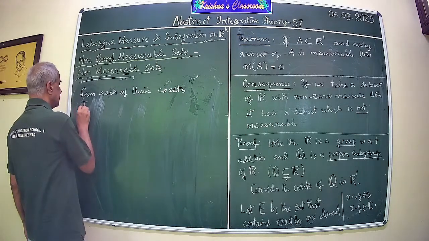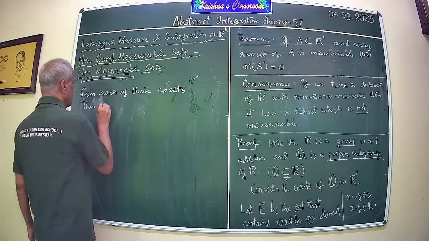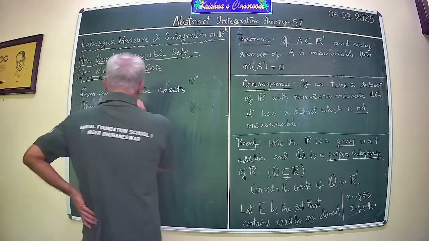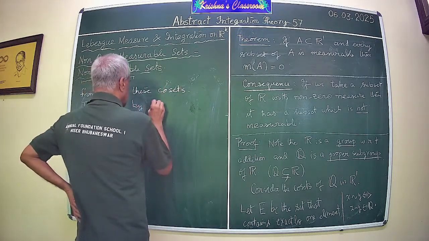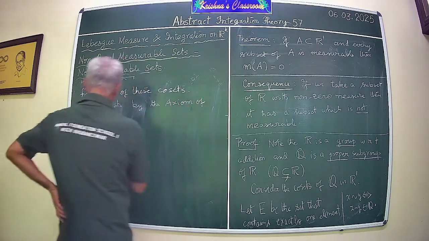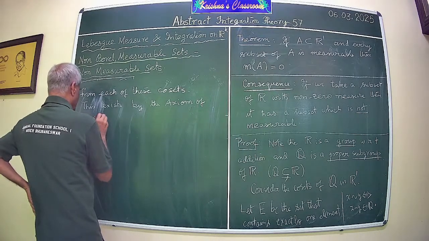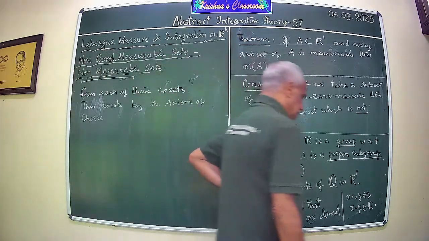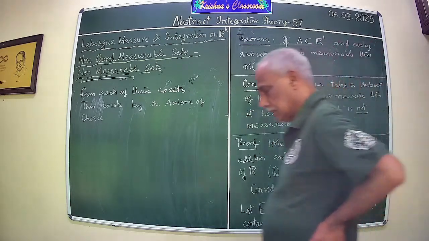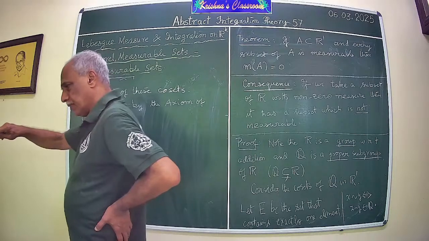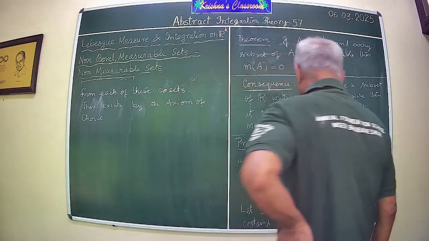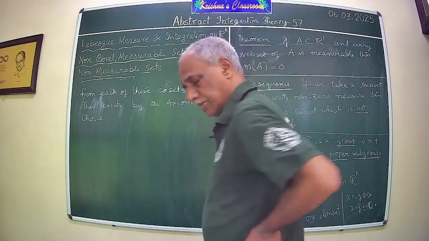Now this set exists by the axiom of choice. So we use the axiom of choice to conclude that one can pick exactly one element from each one of these cosets and form a new set, and call that E.